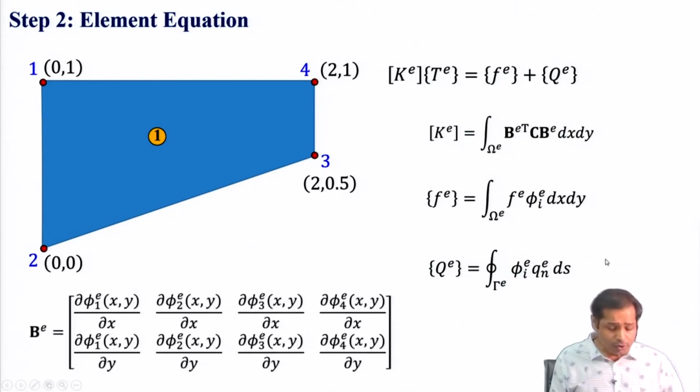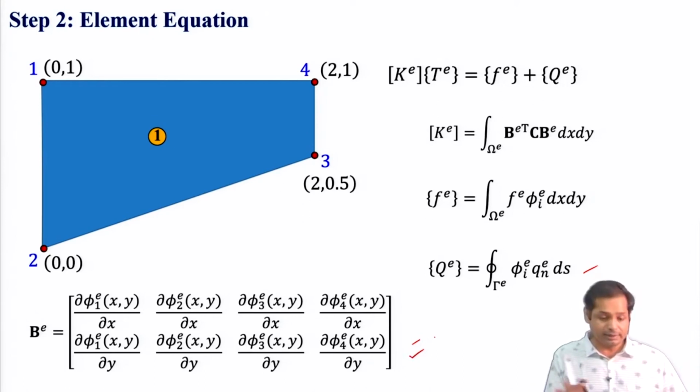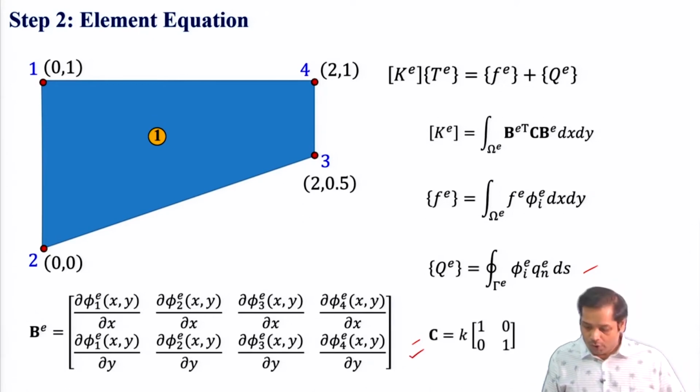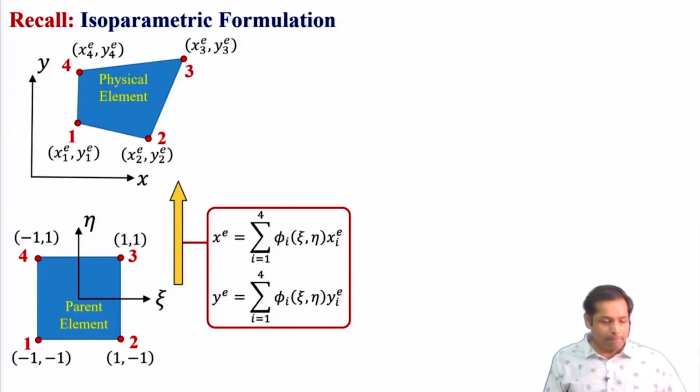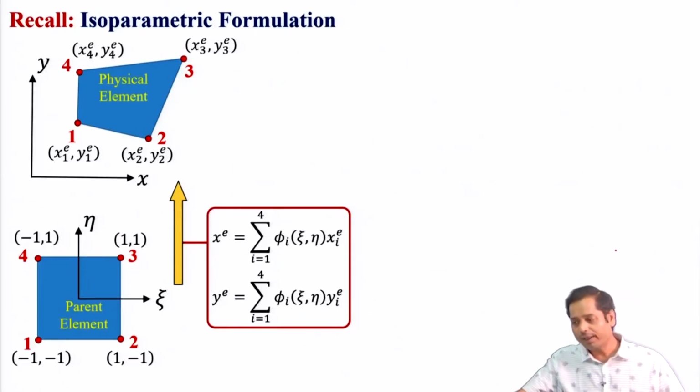Now, B is written. B we already know, this is how B is written. And C is this, in this case it is constant. So before we write all this, when we say element level equation, it means we need to compute this, we need to compute this, we need to compute this.